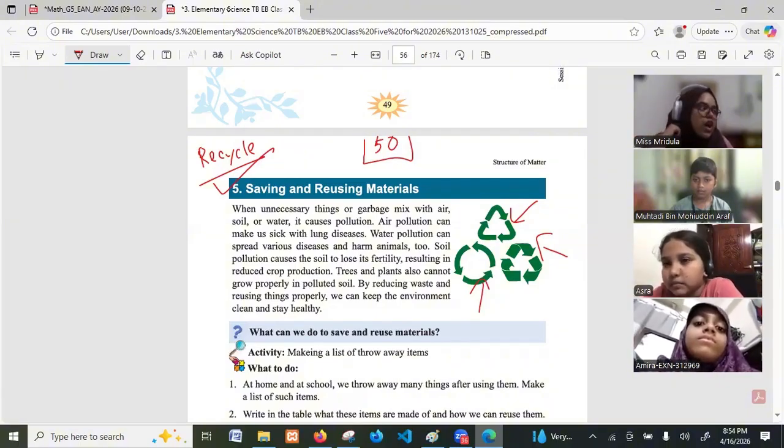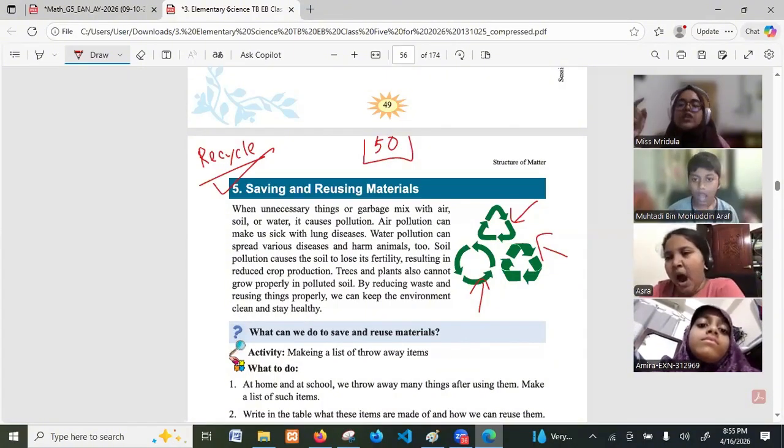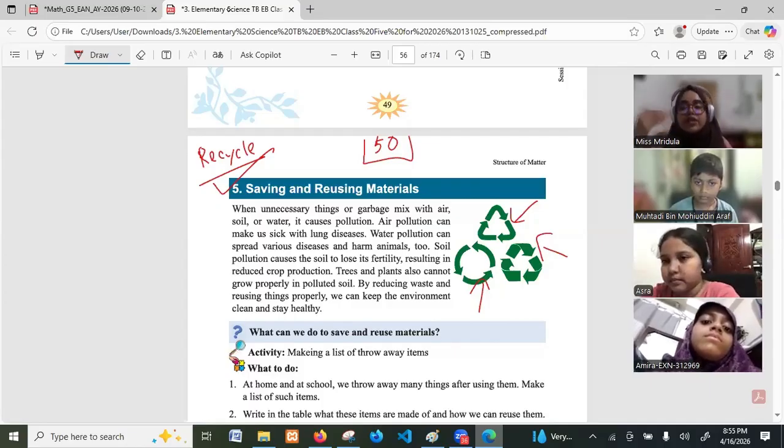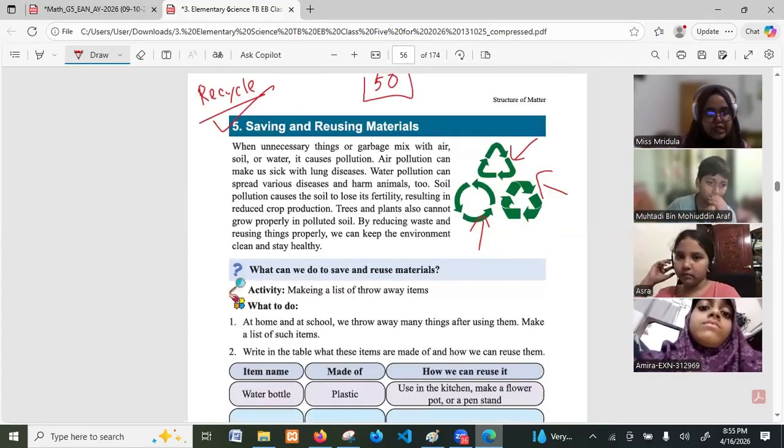When we are drinking water from plastic bottles and throwing them away, there's a certain group of people who will collect them and try to recycle them by making something else out of that plastic. Maybe they will make toys or something else. So these are called recycling. And why is recycling important? Because we are not wasting. We are using the same thing and repurposing it for another purpose, right? So that's a kind of saving things. So let's see what they have said.